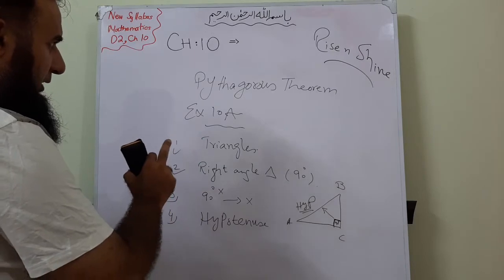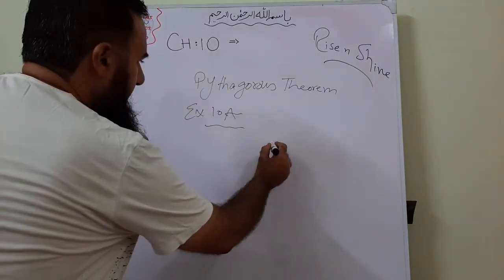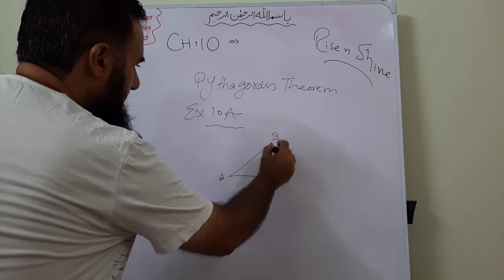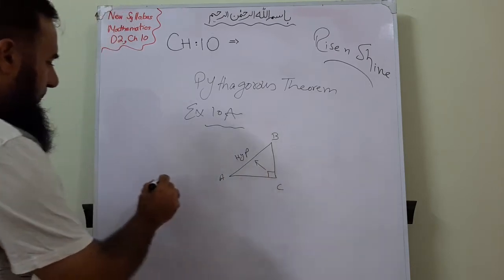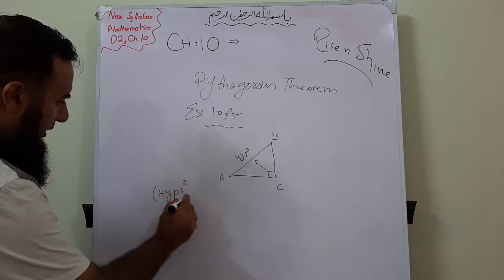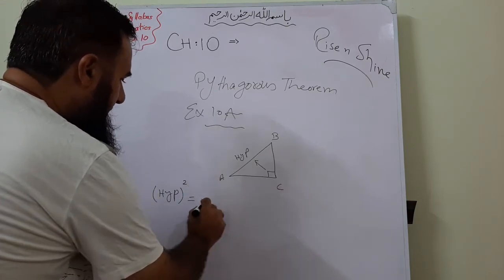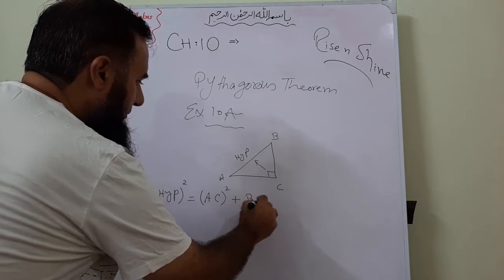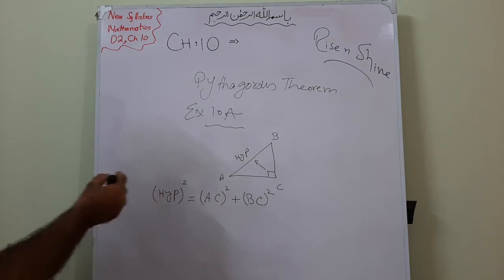So the only activity involved in questions related to 10a is that you need to identify the hypotenuse and then you need to apply the Pythagoras theorem. So what is the Pythagoras theorem? I will tell you. See, this is a triangle, this is 90 degrees. As we told you, the side opposite to the right angle is the hypotenuse. So the Pythagoras theorem formula is: square of hypotenuse is equal to the sum of squares of the other two sides. It means square of this side plus the square of this side. This is the Pythagoras theorem which we will be applying in the whole chapter.